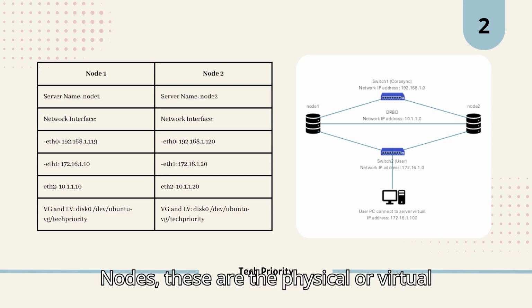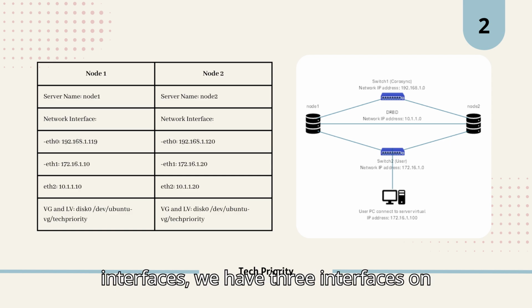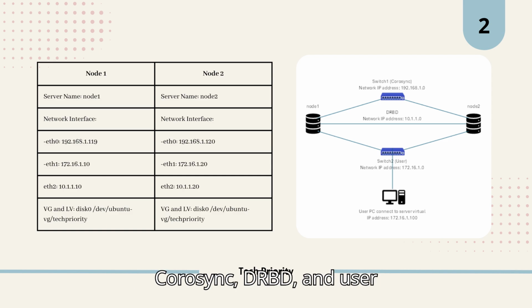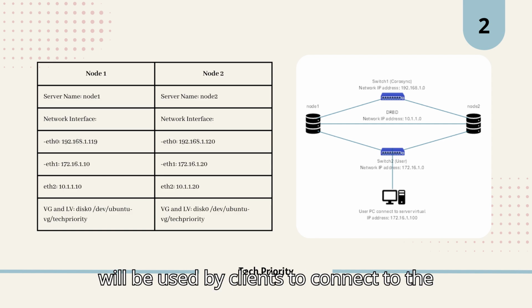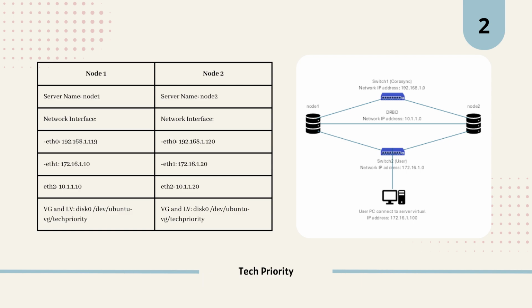Nodes. These are the physical or virtual servers running our services. Network interfaces. We have three interfaces on each node for different networks: Corosync, DRBD, and user connections. Virtual IP. This IP will be used by clients to connect to the services. It can move between nodes to ensure continuous availability.